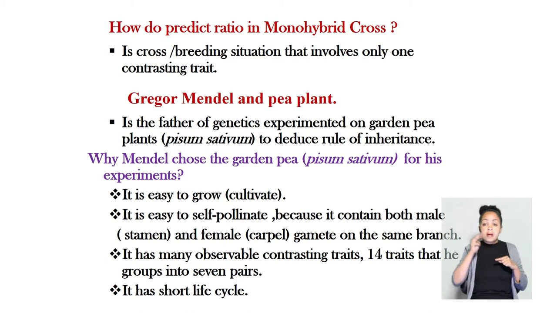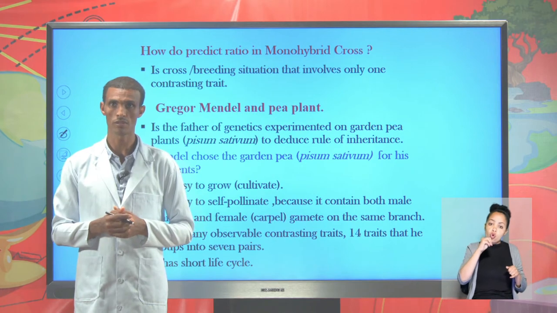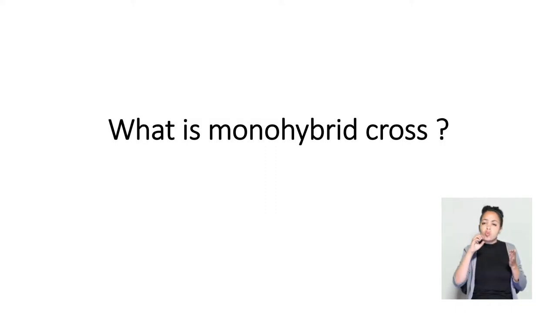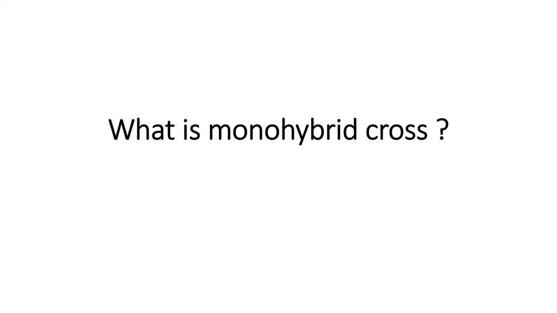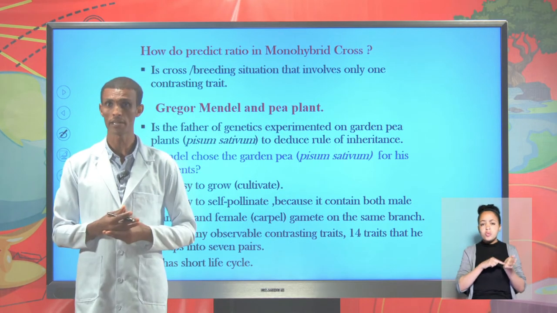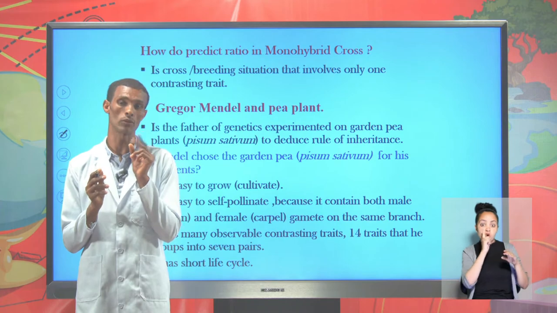Mendel proposed two main crosses, that is monohybrid and dihybrid cross. Students, can you forecast what a monohybrid cross means? Well then, when you say monohybrid, it is a cross or a breeding situation that involves one contrasting trait only.